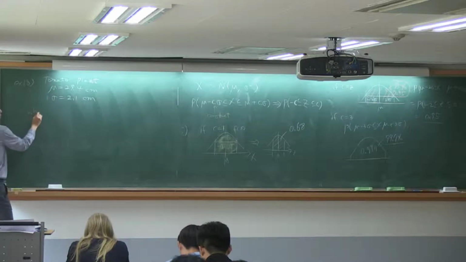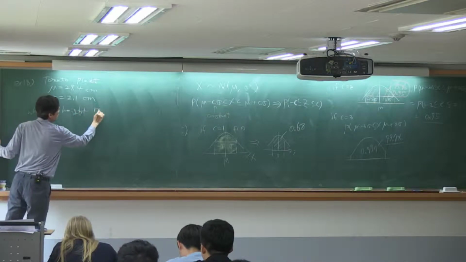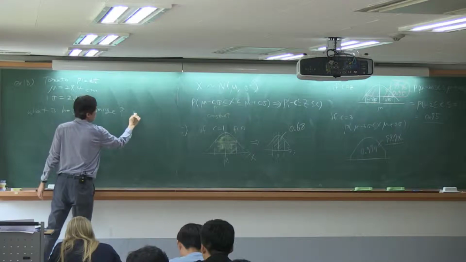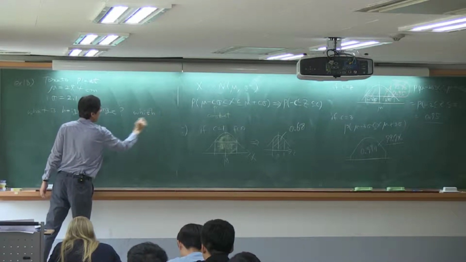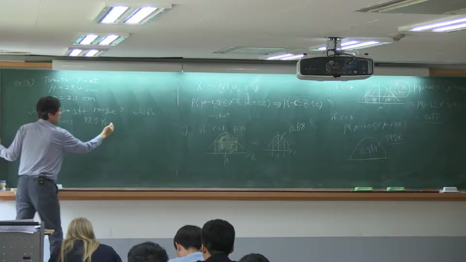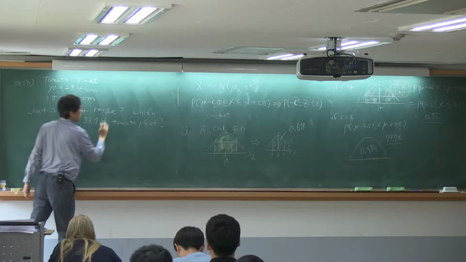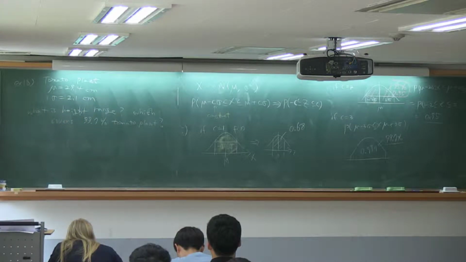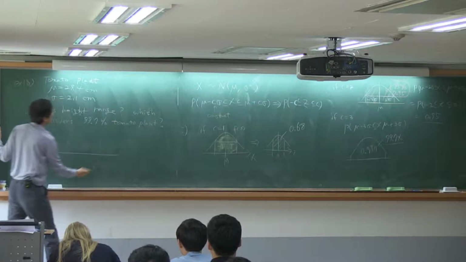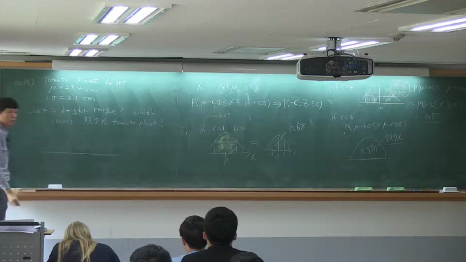What is the height range, which covers 99.7%? What is the tomato plant height range that covers 99.7%? What is the height range? Tomato plant height, not 키, tomato plant height.